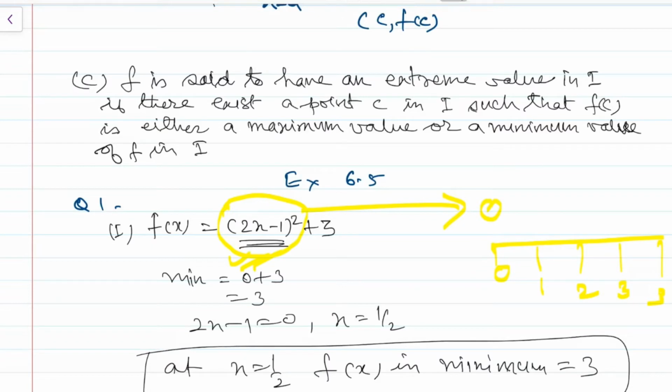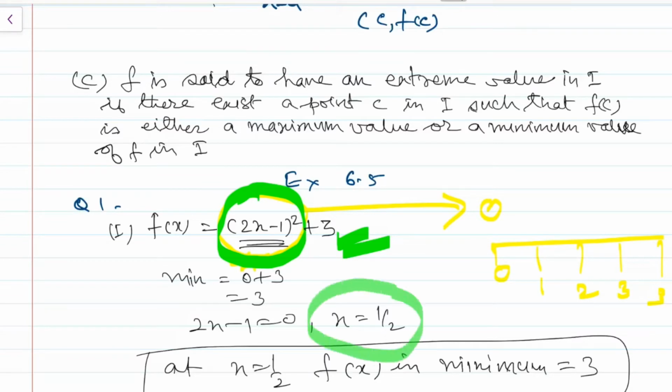Now as this is a perfect square, it will not have any maximum value because its value can go up to infinity. So this function will not have any defined maxima, but it will have a minima because the perfect square has minimum value 0. So the minimum value of this function will be 3, and at x equal to 1/2, the function will have its minimum value.